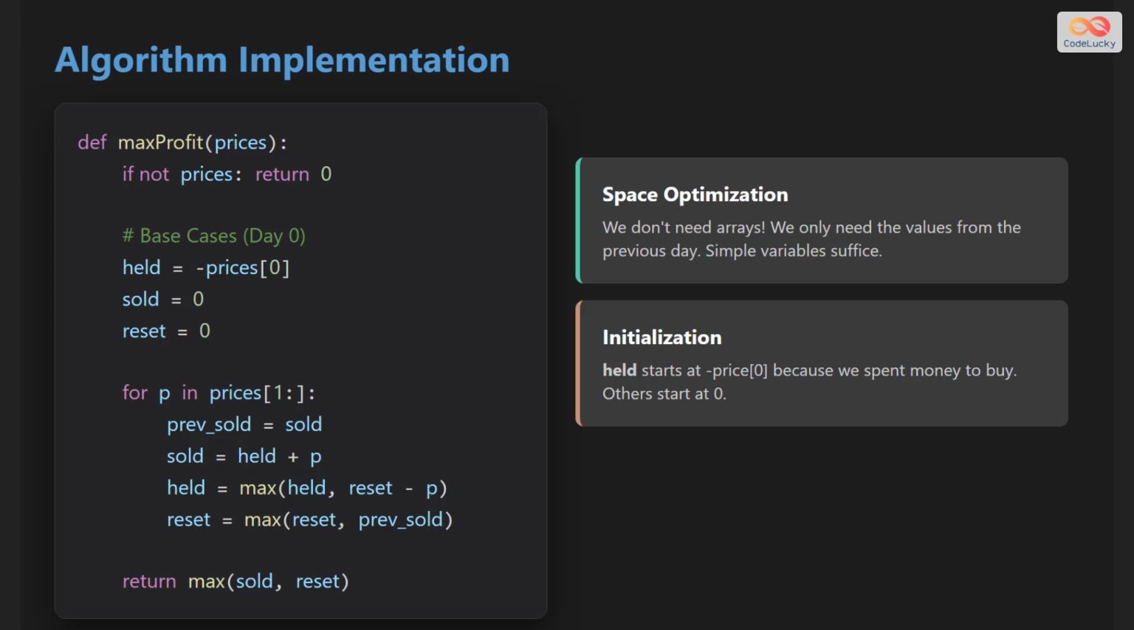Here is the implementation. We initialize our base cases for day 0. Notice that held starts as negative prices[0] because we spent money. Then, we loop through the prices. Inside the loop, we update our 3 variables based on the logic we just discussed. Finally, our answer is the maximum of either the sold state or the reset state, since we wouldn't want to end with stock still in hand.